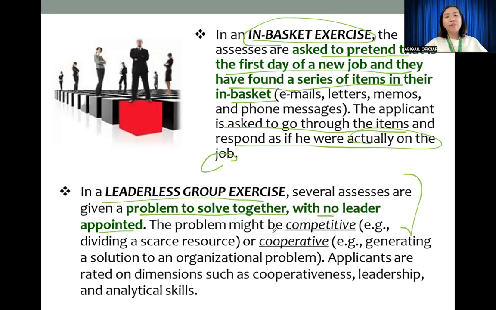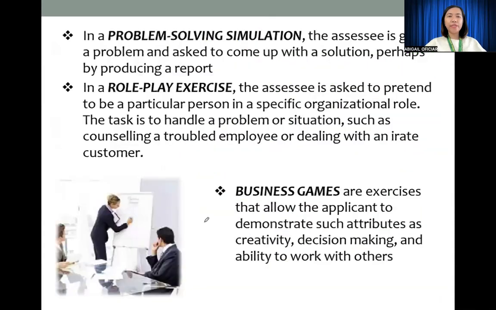The problem with this maybe, of course, dahil mga leaders yan, competitive sila. Okay? Or sometimes, hindi nagko-cooperate yung iba kasi feeling nila mas maganda yung idea nila. So there will be issues when it comes to cooperation. Okay? So applicants are rated on dimensions such as cooperativeness, leadership, and analytical skills. So that's leaderless group exercise.